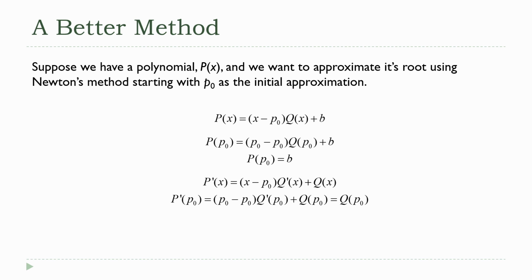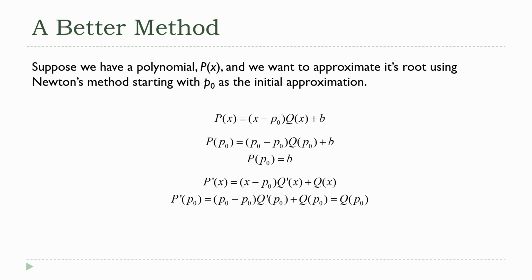Right, if we use the product rule, p prime of x equals x minus p sub 0 times q prime of x plus q of x times the derivative of x minus p0, which is just 1. And of course, the derivative of that constant term is 0. So there's our derivative. Now, let's evaluate this at p0. That's the second line here.